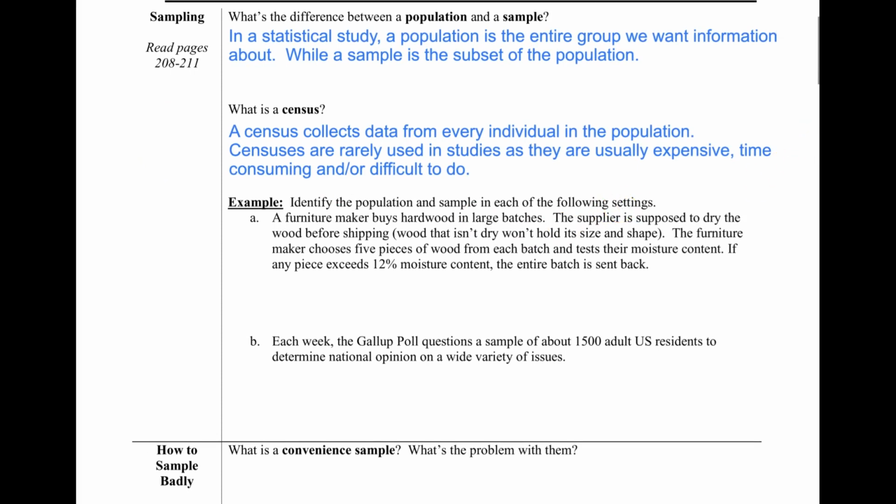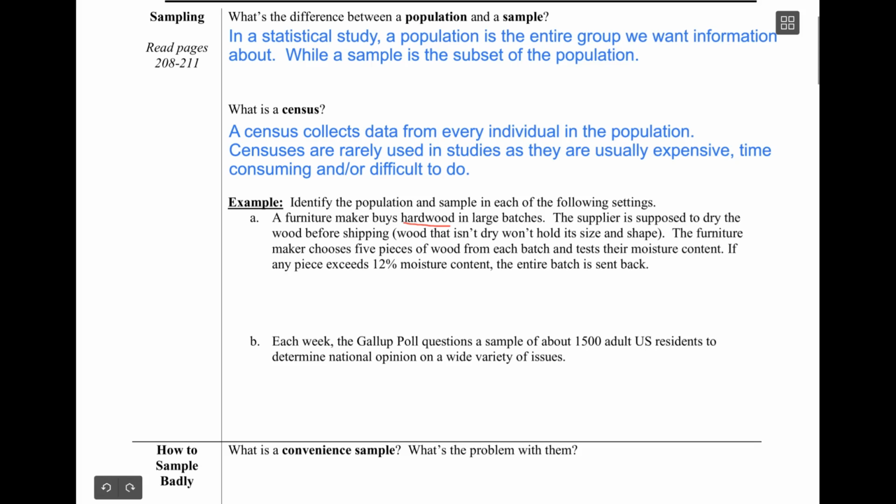A furniture maker buys hardwood in large batches. The supplier is supposed to dry the wood before shipping because wood that's not dry won't hold its size and shape, and that would not make the furniture maker happy. So the furniture maker chooses 5 pieces of wood from each batch and tests their moisture content. If any piece exceeds 12% moisture content, they send back the batch because they can't use it. Here's the thing, students often will believe that the population is all the hardwood. It is not. Look at what the sample is, because it's always easier to find the sample.